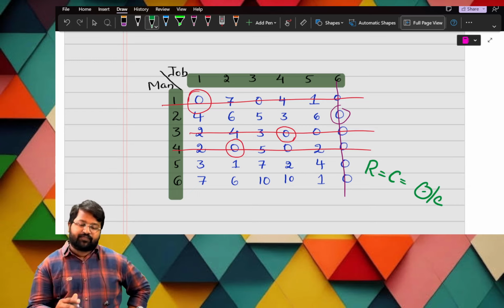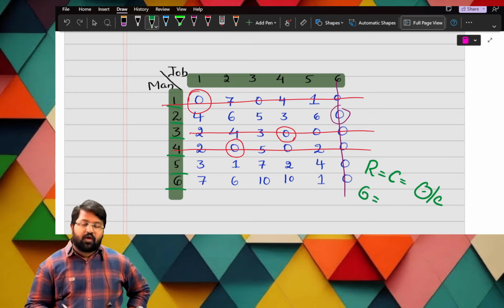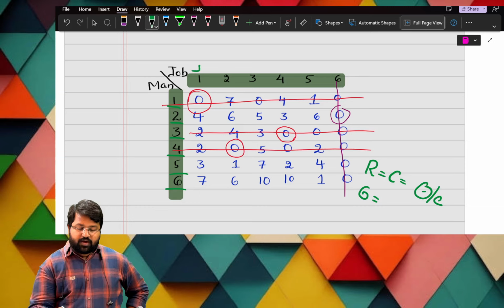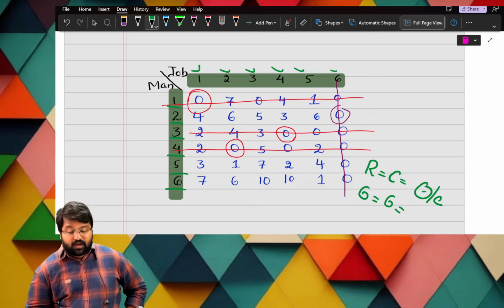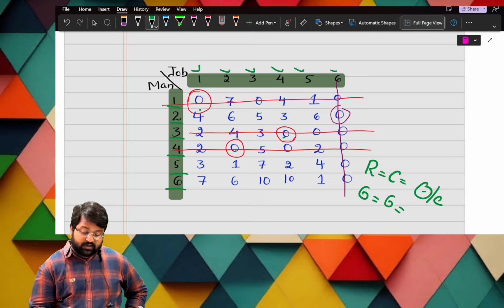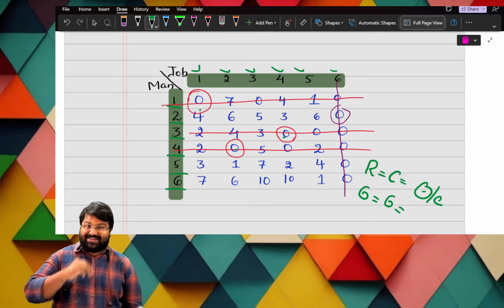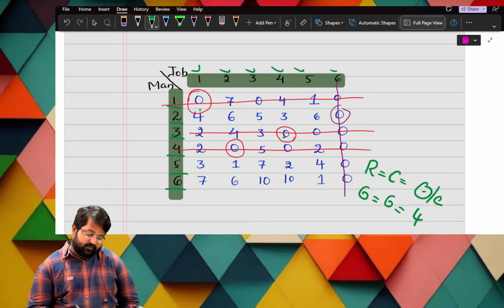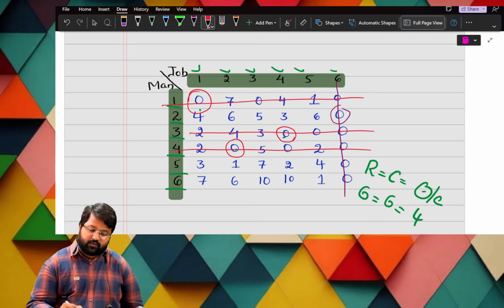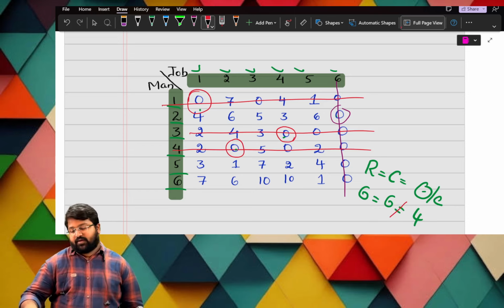How many rows are there? Rows 1, 2, 3, 4, 5, 6, so 6 rows. How many columns? 1, 2, 3, 4, 5, 6, so 6 columns. How many circles? 1, 2, 3, only 4 circles. So 6 is not equal to 4. There is no match, so our optimal solution has not been reached.